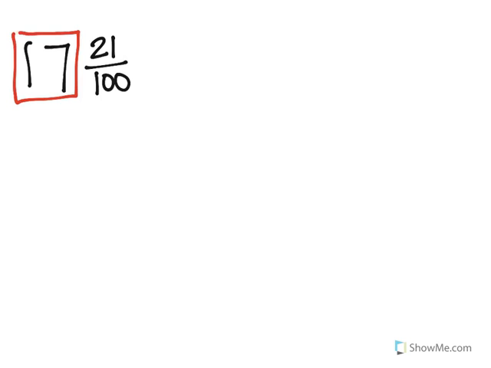Okay, so let's do one together. You watched me, so now let's do one together. Let's do 17 and 21/100. Okay, find the whole number. You should have found that the whole number was 17. Now find the fraction or the decimal, or the numbers that are smaller than a whole. Yep, you should find that was 21/100.